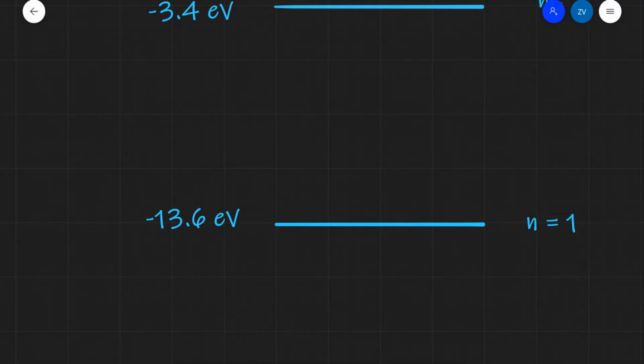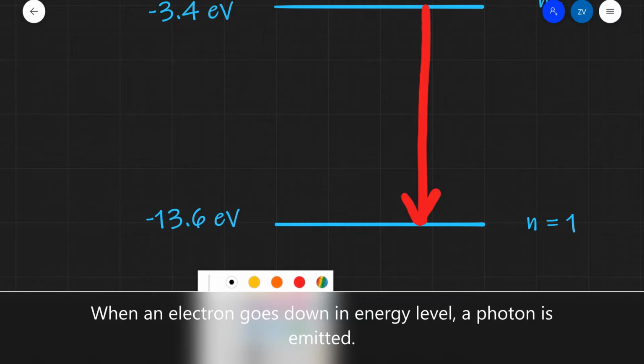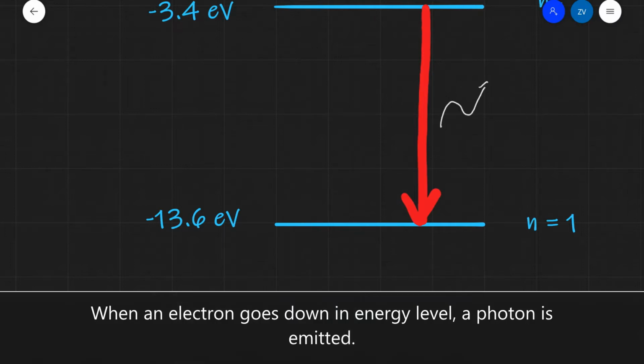Now imagine that you have an electron that's been excited to a higher energy level, and let's say that it is at minus 3.4 eV, and then it loses its energy and goes down in energy level all the way down to the ground state. So if an electron goes down in energy level, that energy has to go somewhere, and then a particle of light known as the photon is released.